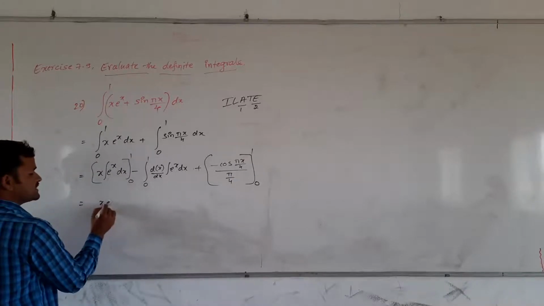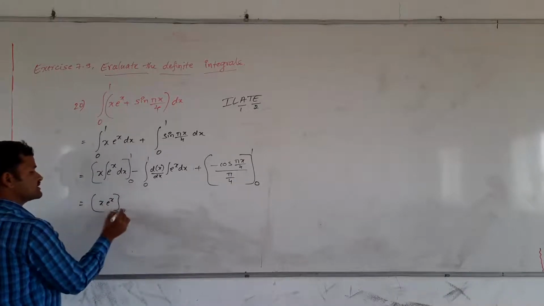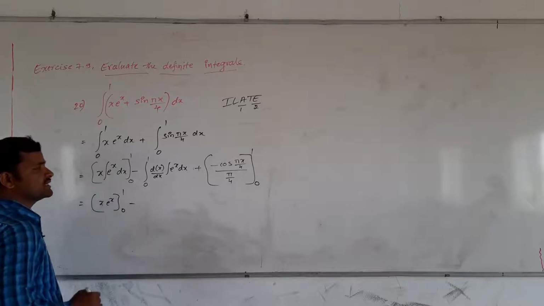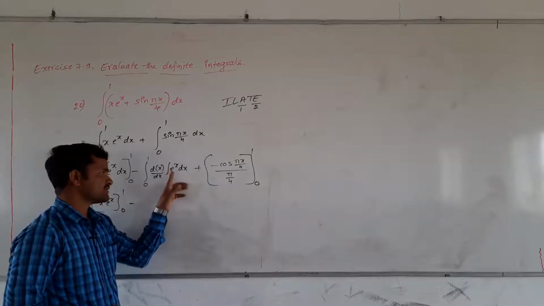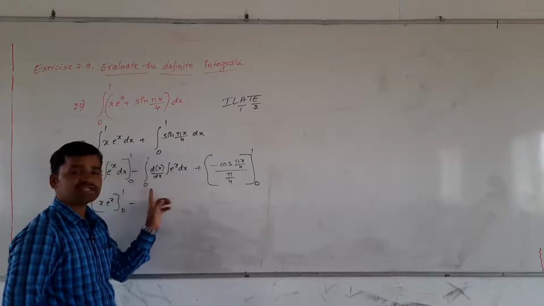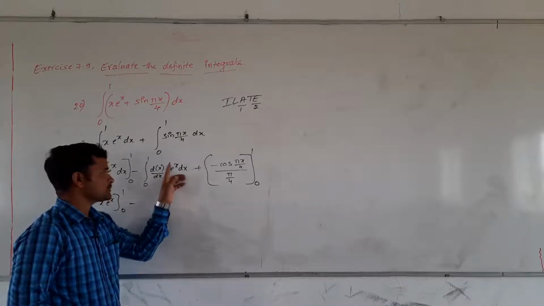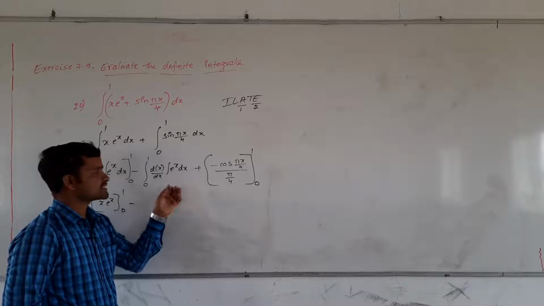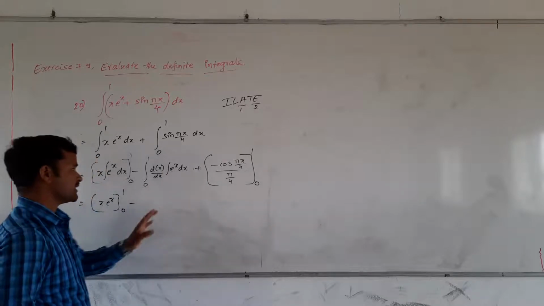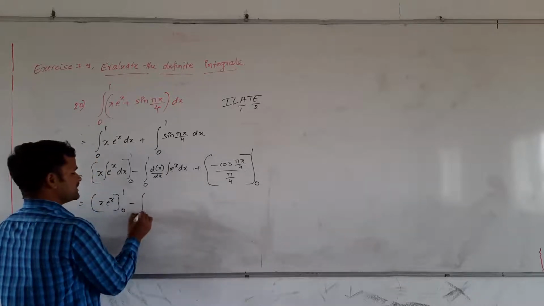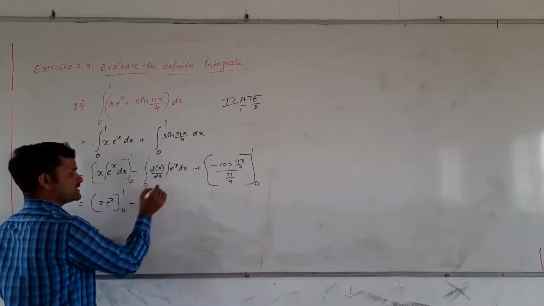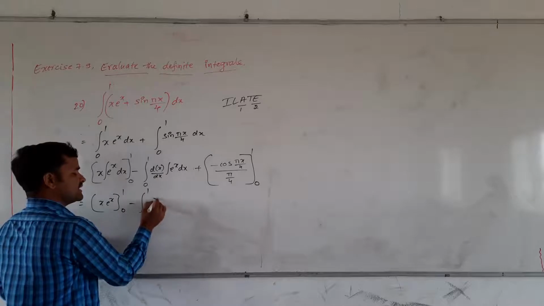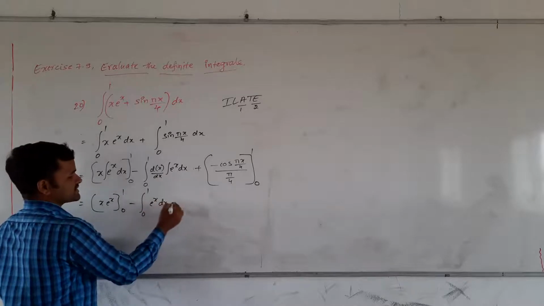This is x into e raised to x from 0 to 1 minus the big integral. See here, you should not write 0 to 1 on the function, because this is a function that should be integrated with this big integral. Hence, don't put upper and lower limits there and integrate it. You should not do like that. Integrating from 0 to 1, the differentiation of x with respect to x is 1, leave it. The integration of e raised to x is e raised to x into dx.